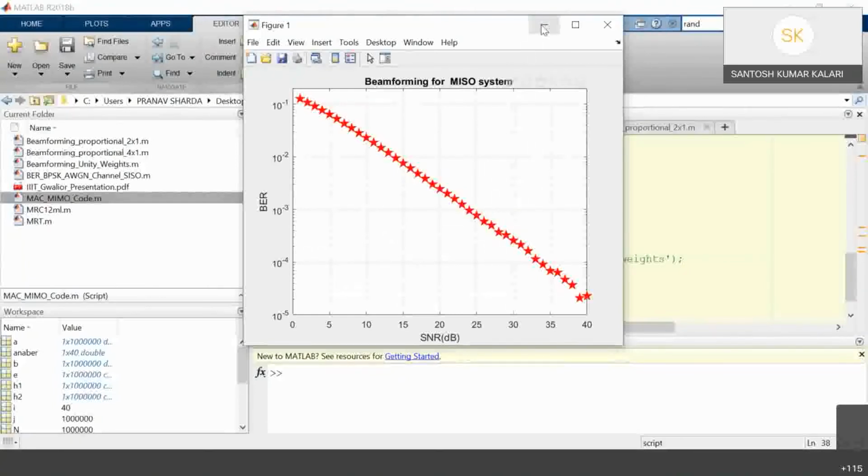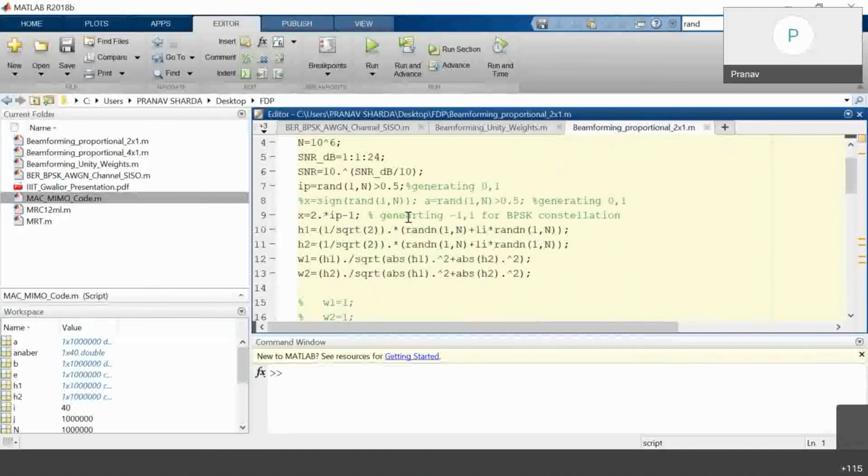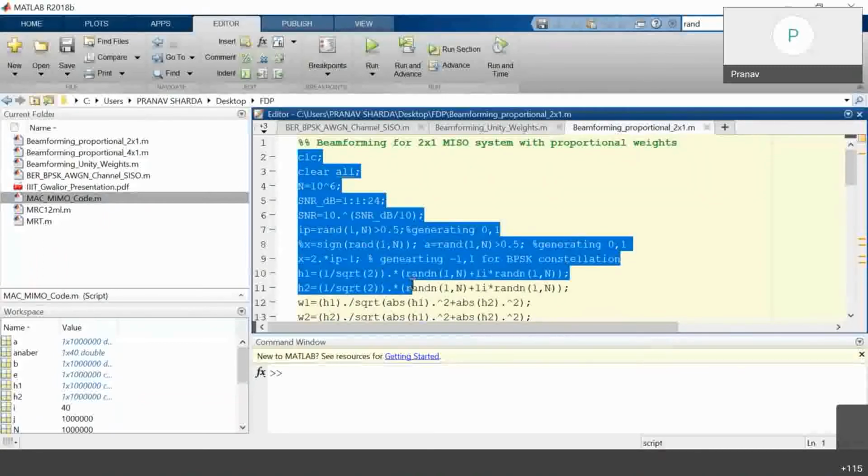So let me move to the other case of beamforming for the 2x1 setup, with proportional weights. In the last case, we considered the value of weights to be unity. Here the value of the weights depends on the channel coefficients, so the weights are proportional to the channel coefficients. Let's see how the beamforming scheme will modify when we select the weights proportional to the channel coefficients. Starting with the first 7, 8, 9, this part is the same.